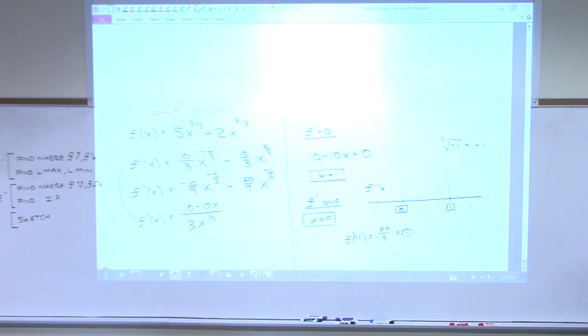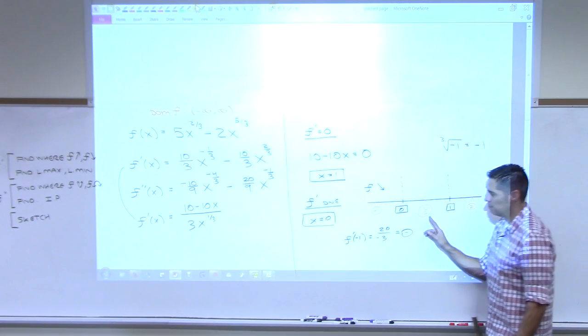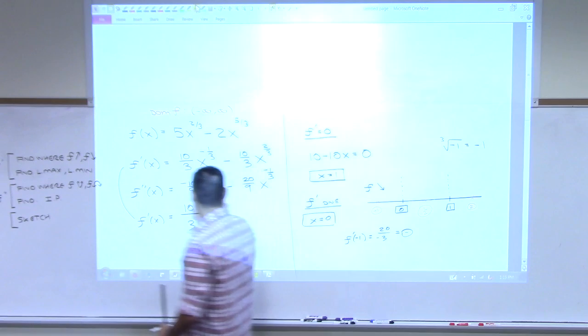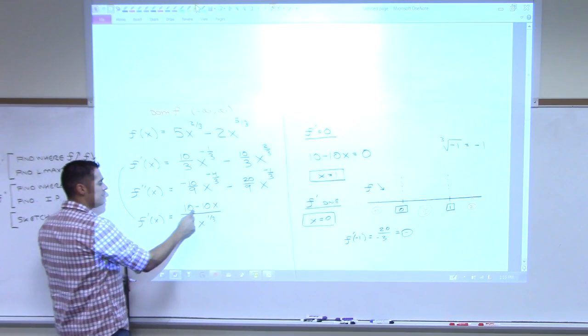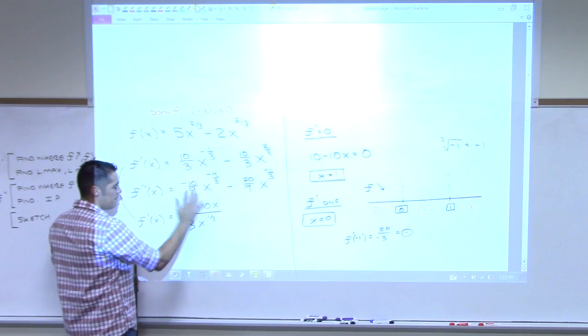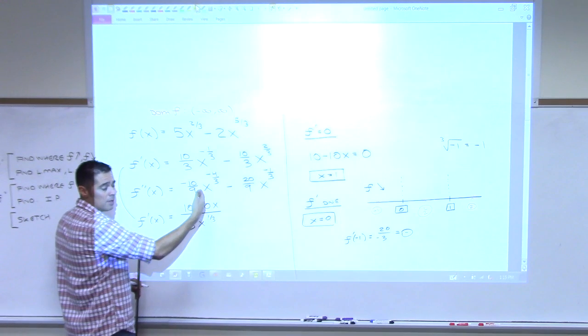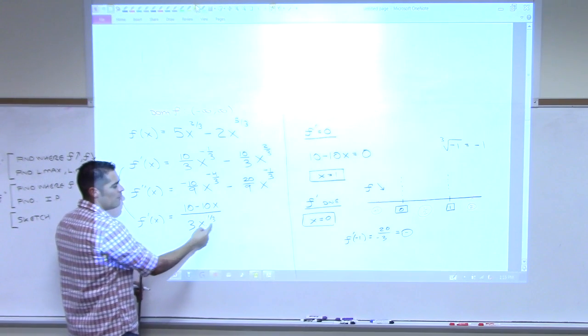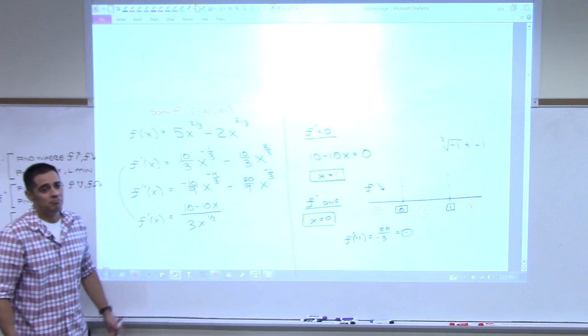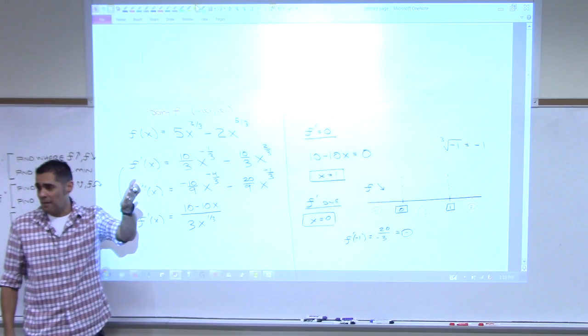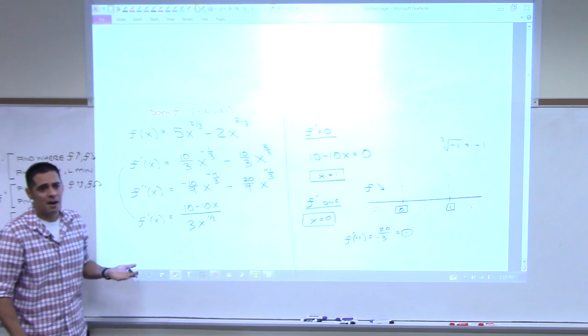Then we get to plug in 1/2. Let's try and do this one mentally without actually writing it down. Half of 10 is 5, 10 minus 5 is 5. So I have a positive number on top, don't I? The cube root of 1/2 is positive, right? That's all I care about.